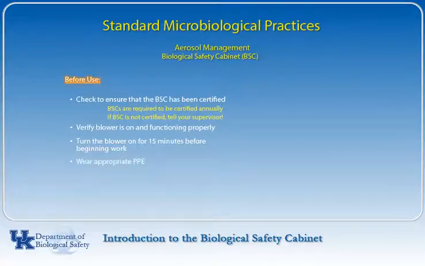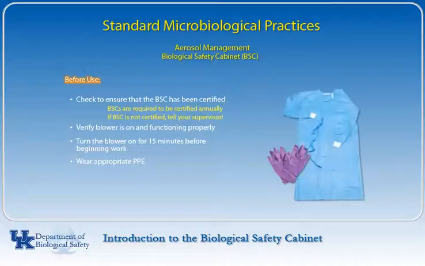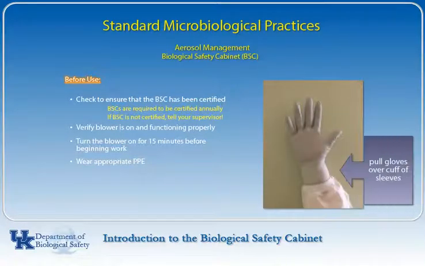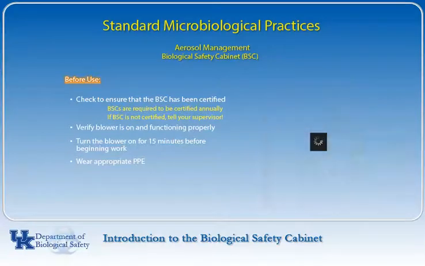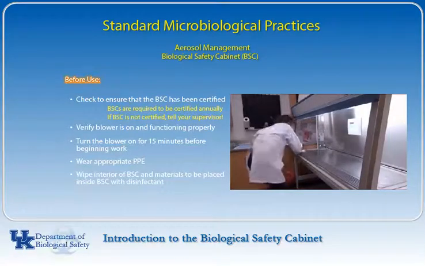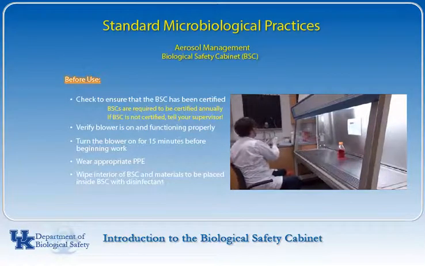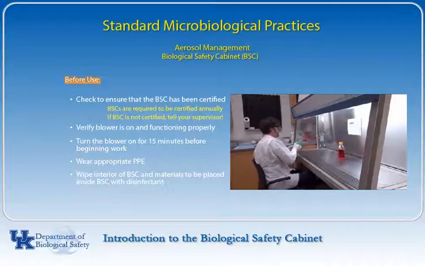Wear appropriate PPE. The minimum PPE required is a lab coat and disposable gloves. Depending on the agent in use, you may be required to utilize a disposable wraparound gown or disposable sleeves. Make sure your disposable gloves are pulled over the cuffs of your lab coat to ensure your bare wrists are not exposed to potentially infectious materials. Wipe the interior of the BSC, which includes the work surface, walls, and interior surface of the sash, and items placed in the cabinet with an efficacious and approved disinfectant.